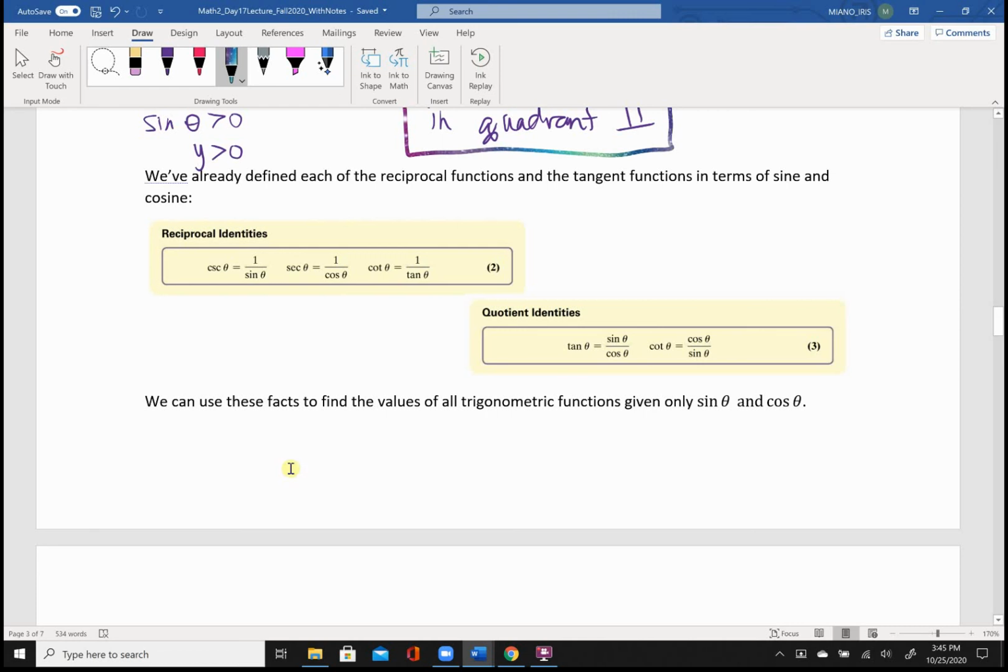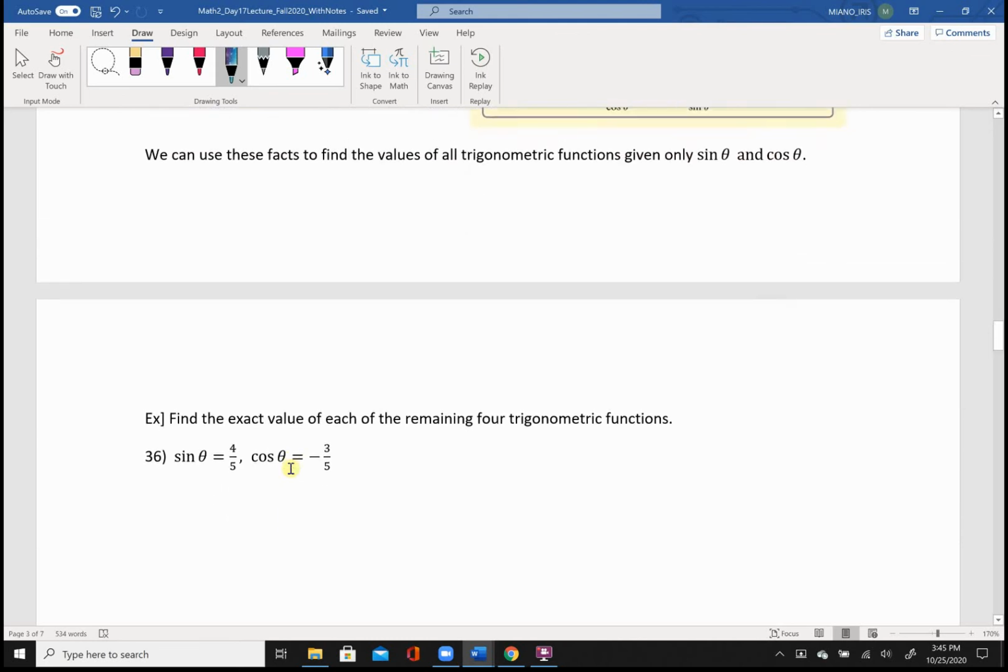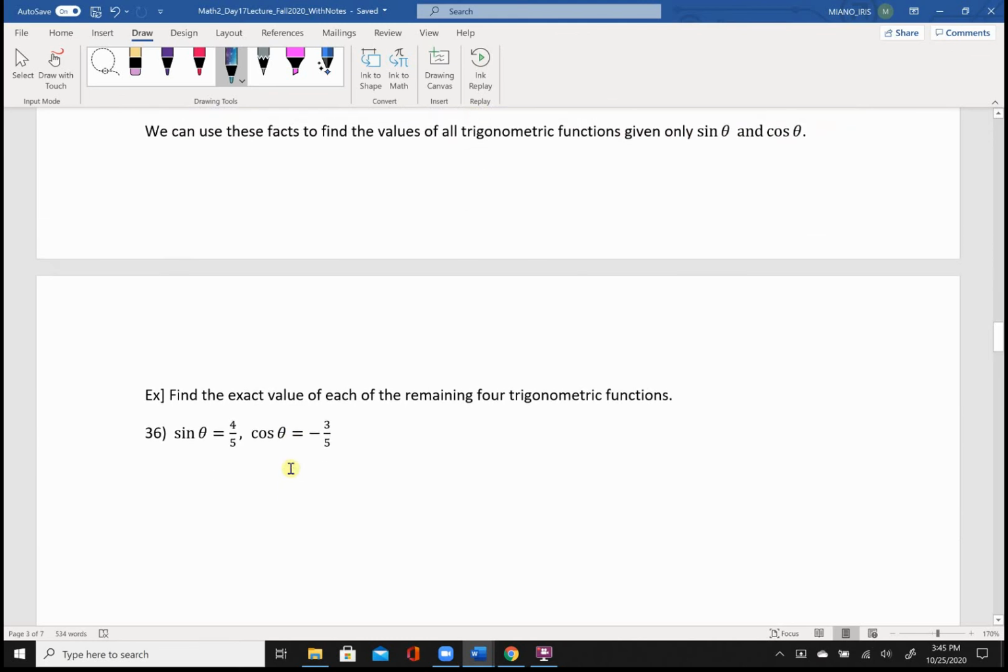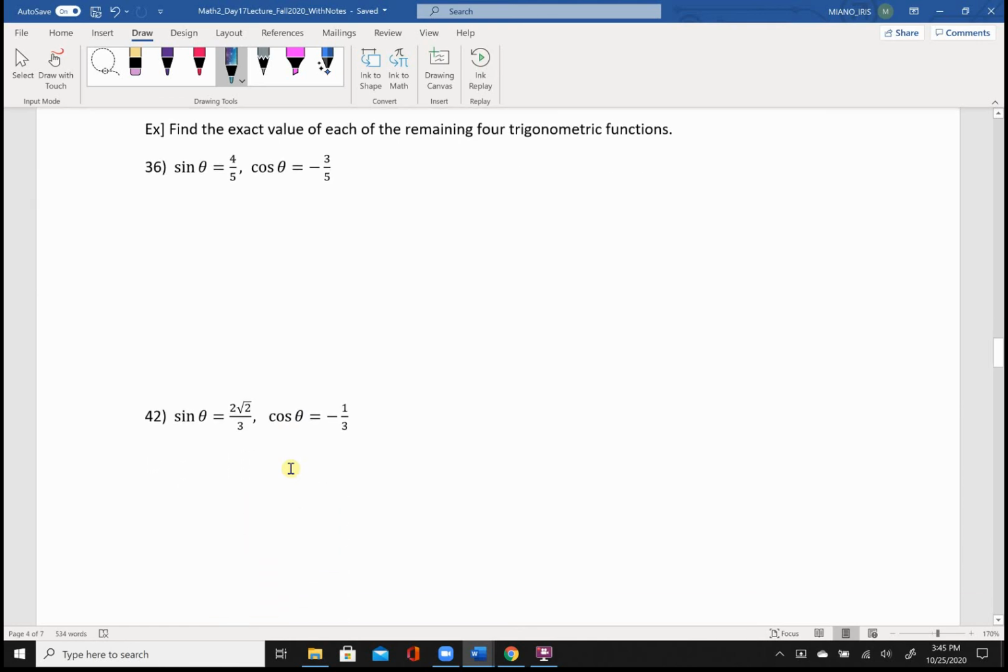Okay, so let's see, what else is next? Some more examples. We're going to use these facts to find the remaining 4 trigonometric functions in a couple of different scenarios here, knowing the sine and the cosine. So how shall we go about this? Well, what we do generally is basically plug and chug.